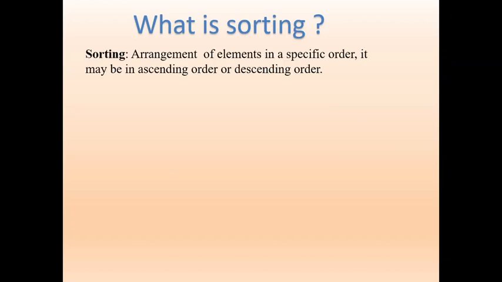So, what is sorting? Sorting means arrangement of elements in a specific order. That may be in the ascending order or maybe in the descending order. Ascending order means arranging the elements from smallest number to largest number. For example, consider the input 20, 30, 40, 50, 10.